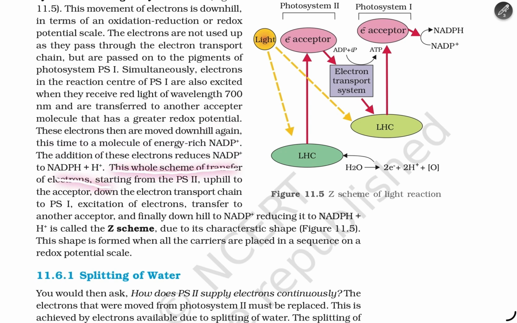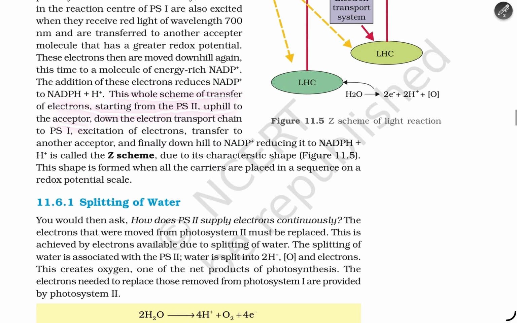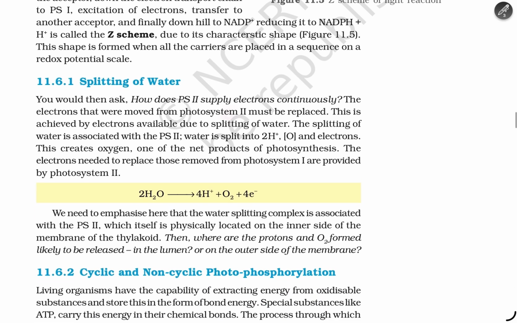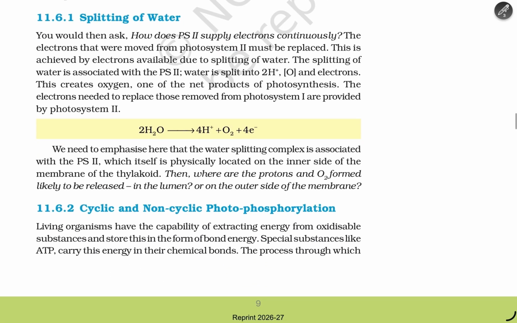This whole scheme of transfer of electrons, starting from PS II, uphill to the electron acceptor, down the electron transport chain to PS I, excitation of electrons, transfer to another acceptor, and finally downhill to NADP plus, reducing it to NADPH and H plus, is called the Z scheme. It is called so due to its characteristic shape, which is formed when all the carriers are placed in sequence according to redox potential. Splitting of water.